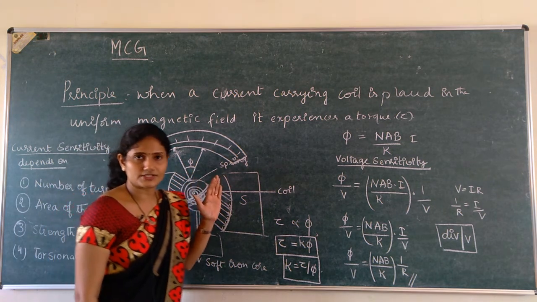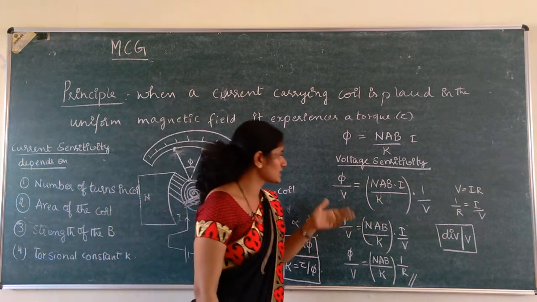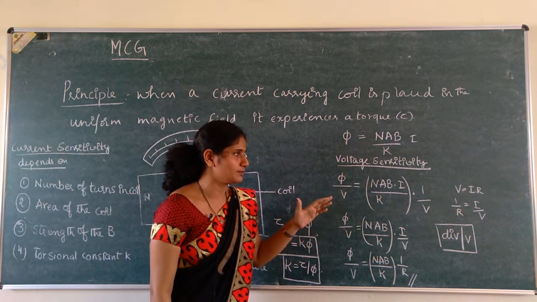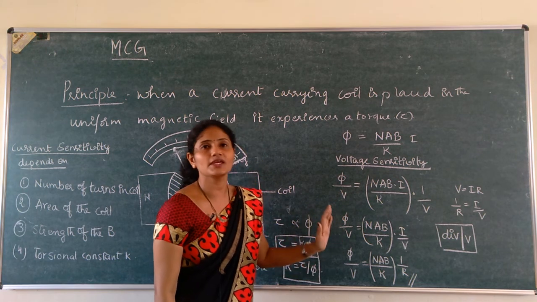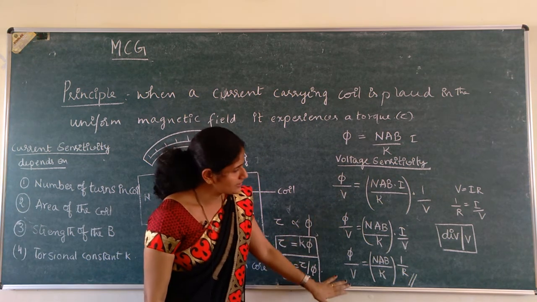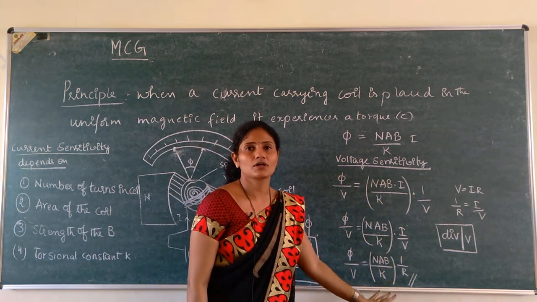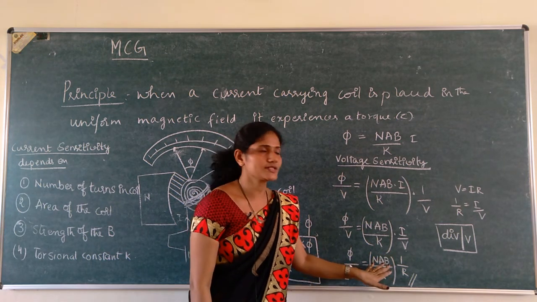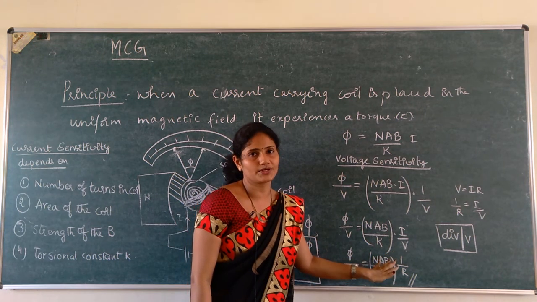Similar to this current sensitivity, we have voltage sensitivity. So phi by V is equal to NAB into I divided by K into 1 by V, and its SI unit is division per volt. This is also constant for a given galvanometer.